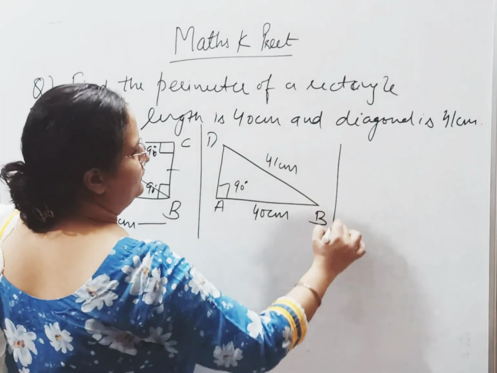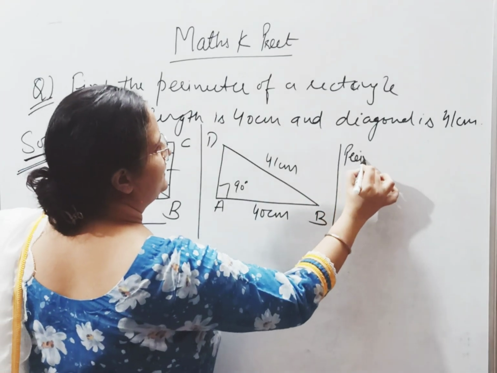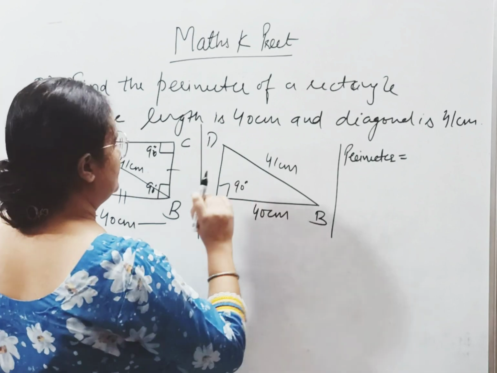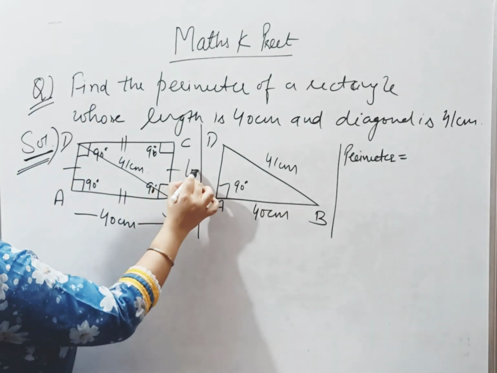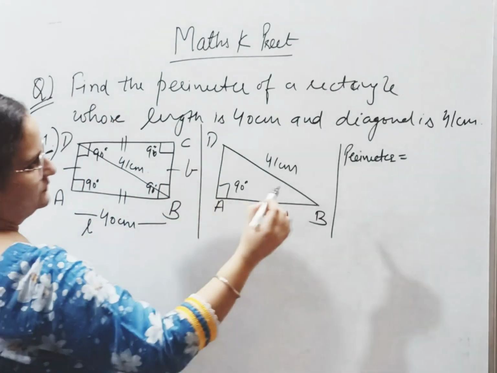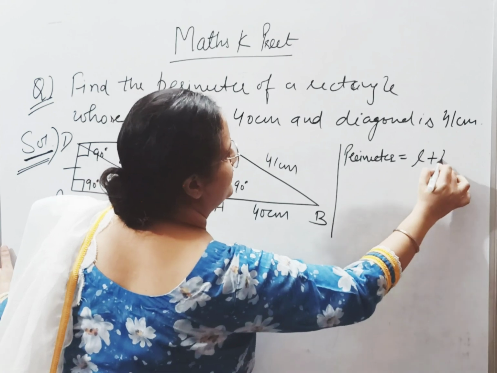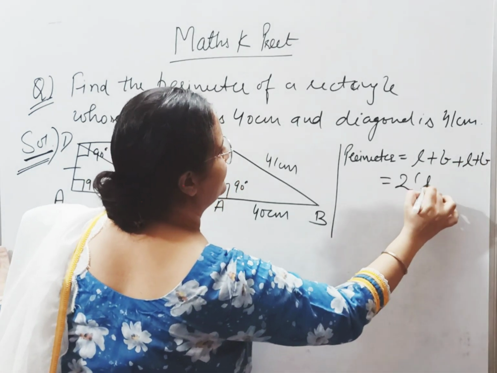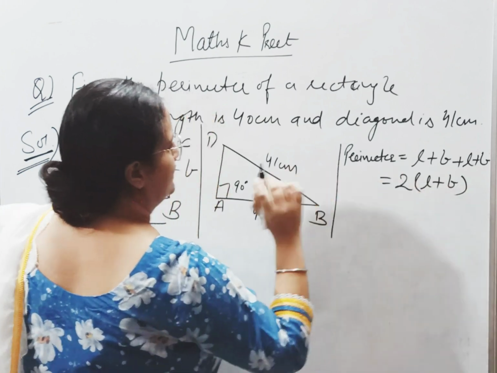Now write the formula for the perimeter. Perimeter of any shape is what? Sum of all the sides. So this is length, this is breadth, this is L. So the perimeter is L plus B plus again L plus B. It is always 2 times L plus B for a rectangle.